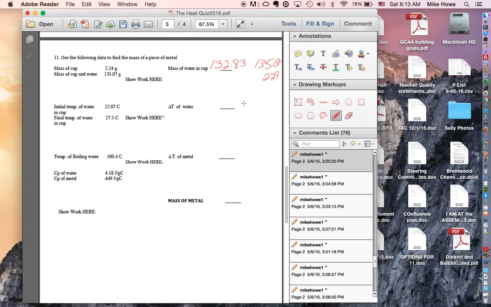Okay, down here you've got the same kind of problem where you're finding the change in temperature of the water, and you're just going to subtract. So you have 27.5 minus 22.07. So that would be a 3, that would be a 4, that would be a 5, and that would be a 0, so it's 5.43 degrees.